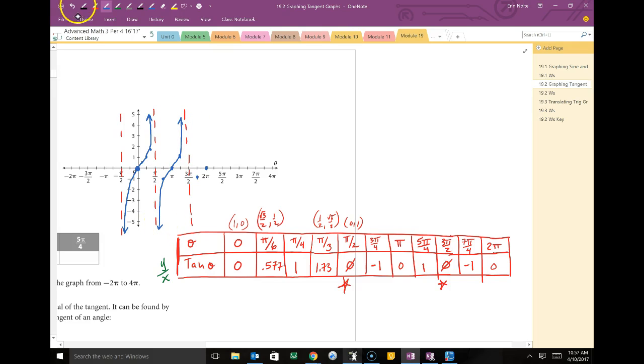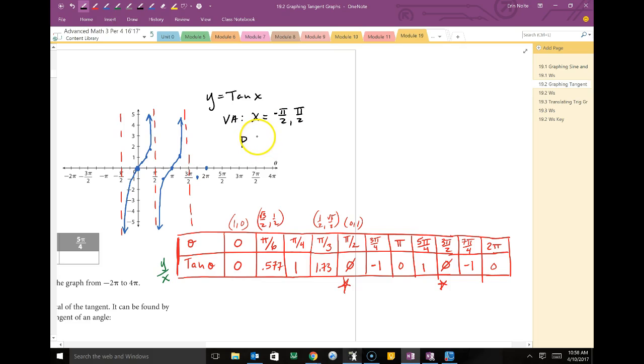Okay, so in your notes, you should have that the tangent of x looks like that. It is important for you to list that our vertical asymptotes exist at x equals, where do you see our vertical asymptotes? Okay, so at negative pi over 2, positive pi over 2, and every pi units, which is directly related to the period.